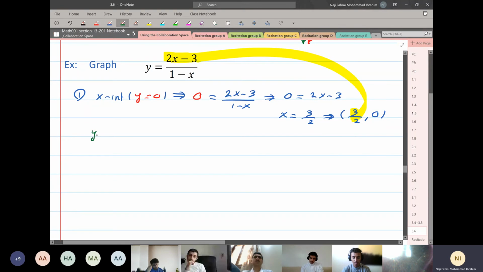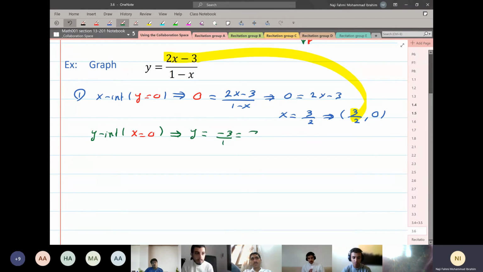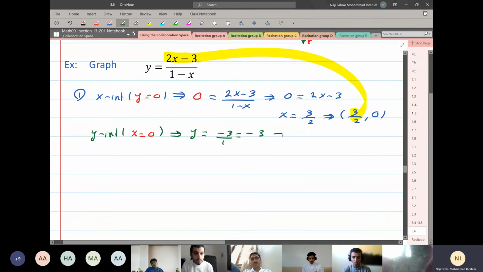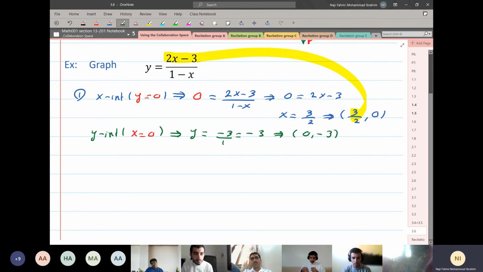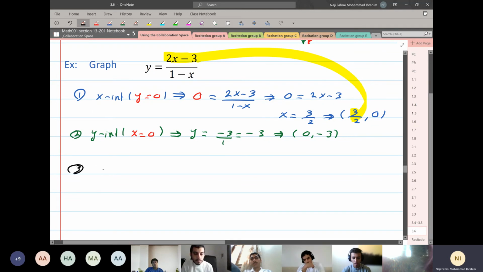What about the y-intercept now? We have to replace x by 0. What will our answer be? -3. -3 over 1, which is -3. So the intercept will be 0 and -3. Now let's go and find what then? The vertical asymptotes and the horizontal asymptote.